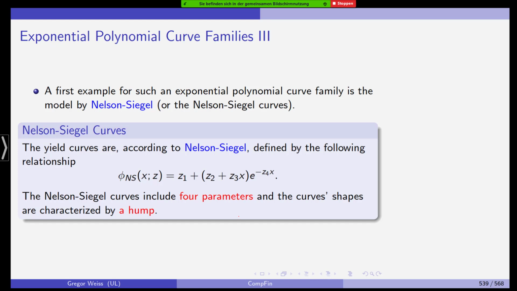In this case, the yield curves are given by this relation: z1, that's the parameter, plus z2 plus z3 times x, times the exponential function of minus z4 times x. Now, the curves that can result from these four parameters are characterized by a hump. So it can look like this. Now, is this realistic?